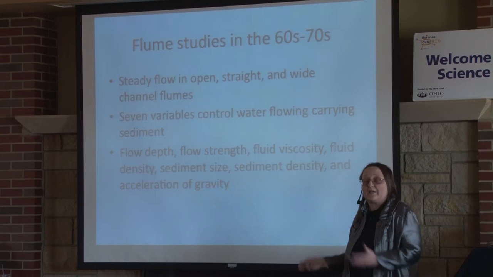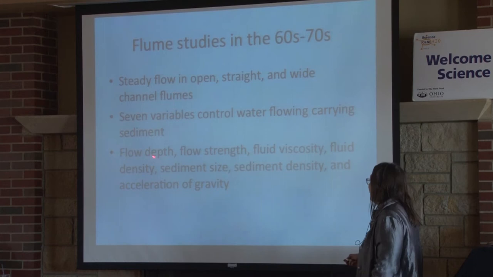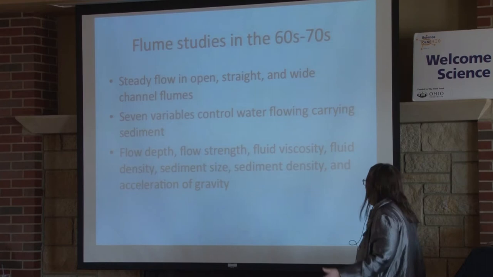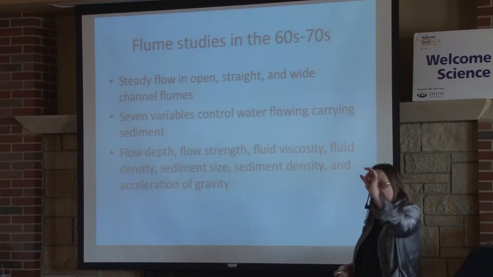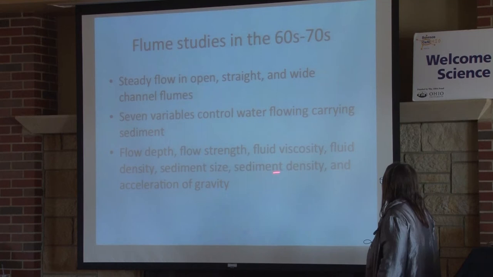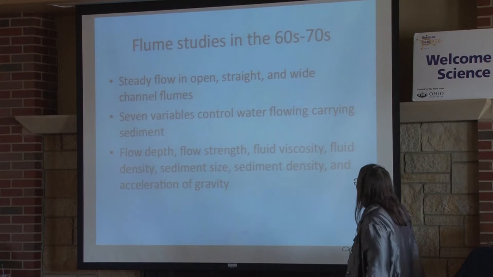So here are those variables: flow depth, flow strength, the viscosity of the fluid, which in most cases, you know, is just water. So that fluid density is just water. Sediment size, the grain size, is it a cobble or is it a piece of mud or what? So that means the sediment density is different, so that will control the hydrodynamics more. And of course, you need gravity, but, you know, that's uniform. We don't need to worry about that except in science fiction. Okay, so these are the things that they studied.